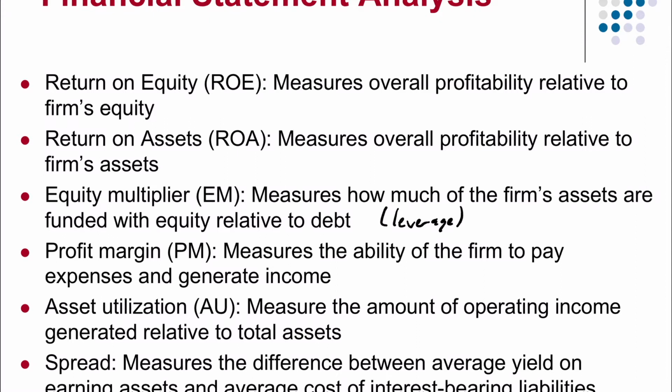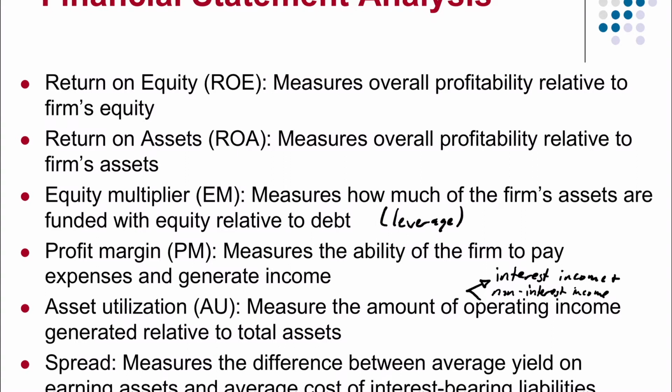Profit margin measures the ability of the firm to pay expenses and generate income. Asset utilization measures the amount of operating income generated relative to total assets. Operating income is broken down into two components: you have interest income and non-interest income. Another ratio that's very similar to this is total asset turnover, which is an asset utilization ratio that uses sales, but with banks they don't have sales, so we use operating income instead.